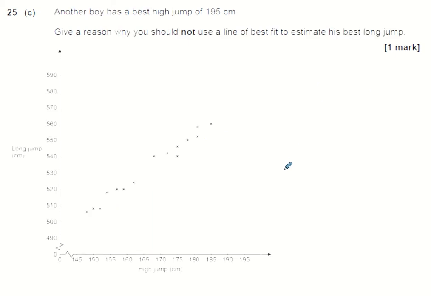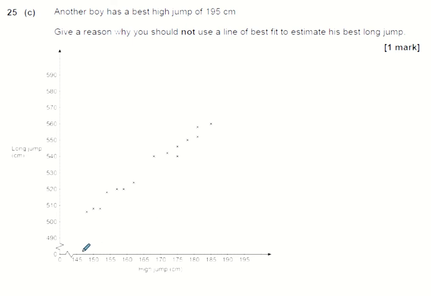Part C. Another boy has a best high jump of 195 centimeters. Give a reason why you should not use a line of best fit to estimate his best long jump. Well, 195 is much higher than all of the other points. Technically, this is something called extrapolating, which means that we are trying to use a point of data that's outside the range of values we have, and therefore it's not allowed.